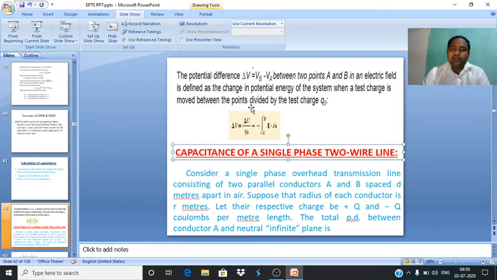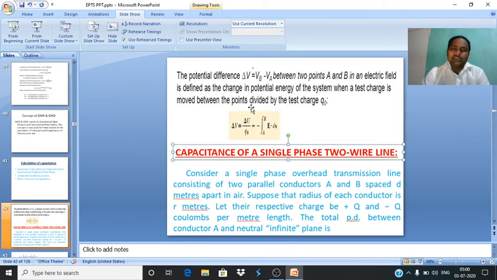In the previous session, we learned inductance calculations: how inductance is derived for a single circuit or single conductor, single phase, and three phase double circuit line. In a three phase double circuit line, we have hexagonal spacing and flat vertical spacing. One by one, we derived all the inductance calculations. In a similar manner, we must derive the capacitance also.